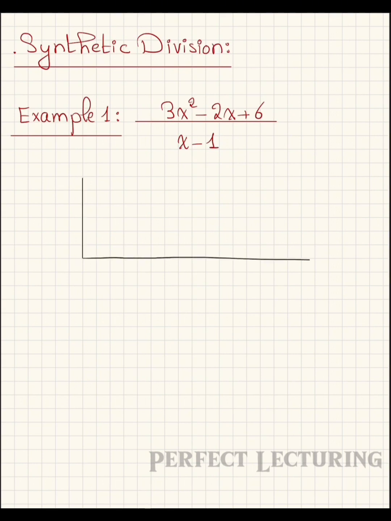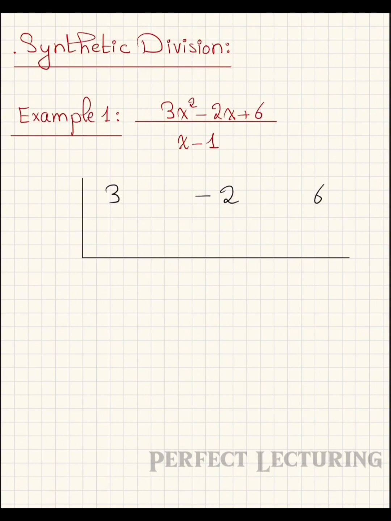I do something like that. Here, I first of all only place the coefficients of the dividend. So we have 3, we have negative 2, and we have 6. So I do not write the x's at all. And I write the 0 of the divisor.